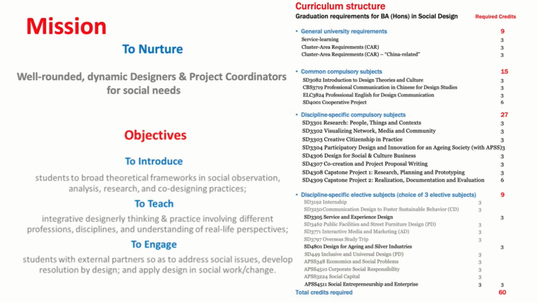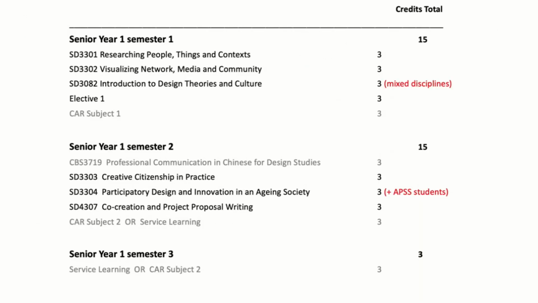The compulsory subjects, for example, here, for the senior year 1, semester 1, you see 3 different subjects. Okay, one is researching people, things, and contexts, that I already showed you some of the pictures of what we did, and also visualizing network, media, and community, okay? And you also have to study introduction to design theory and culture, and then you have some elective classes.